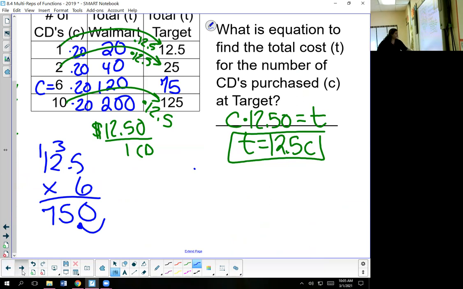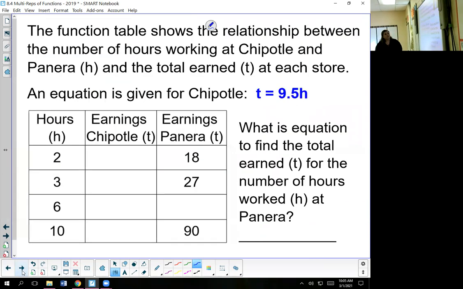Okay, if you need another example, I have one here. Same concept, same idea as well. If you need help, I will go over another one later. So here, if you want to pause it, you can. You can skip it, go on. But basically here, same idea, relationship between hours worked at Chipotle versus Panera. And so for Chipotle, I know it's $9.50 per hour.